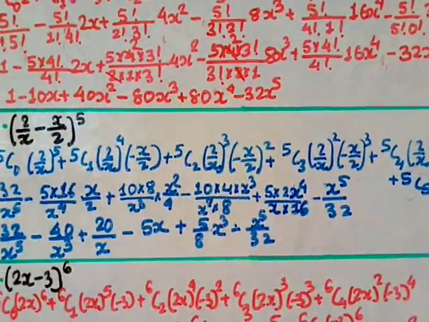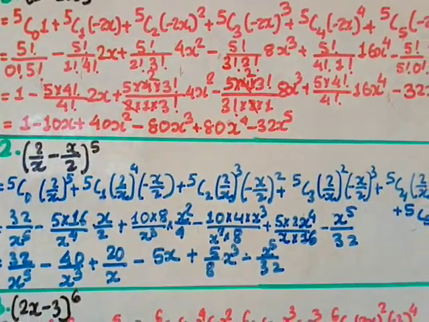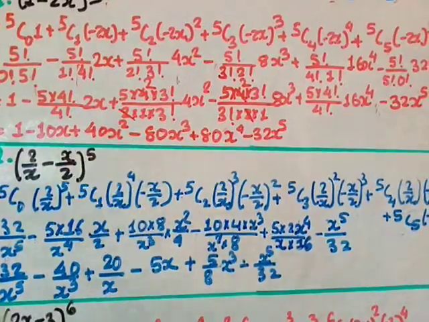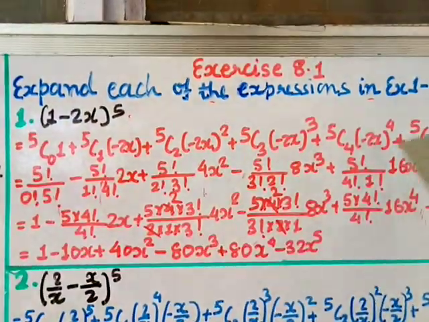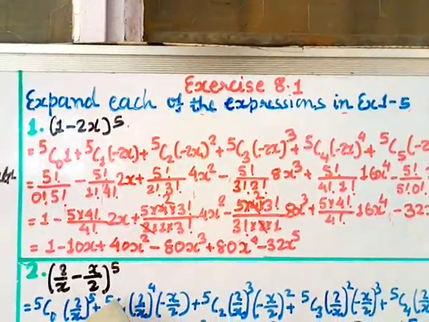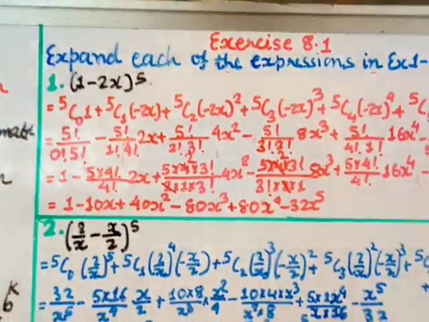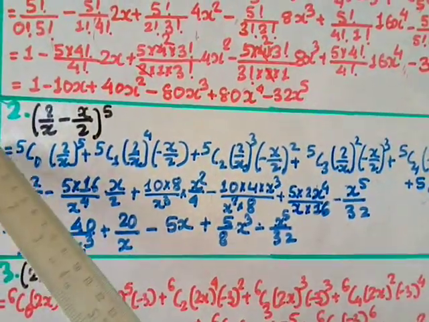Question number 2: (2 by x minus x by 2) power 5. Here also the n value is 5, so the expansion will be the same way. Only the terms are different, a and b are different, right? So only the coefficients will be the same, but all these values will be different. Okay, so let us solve this.